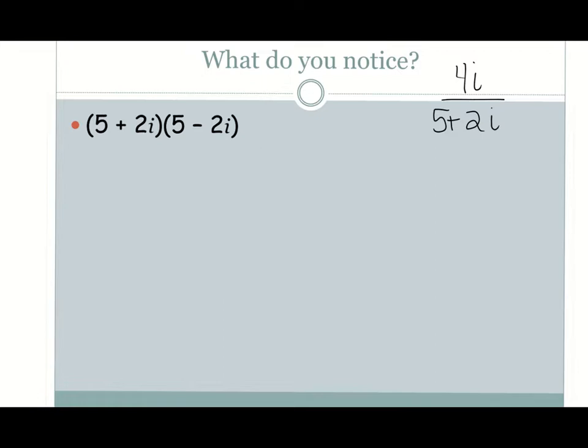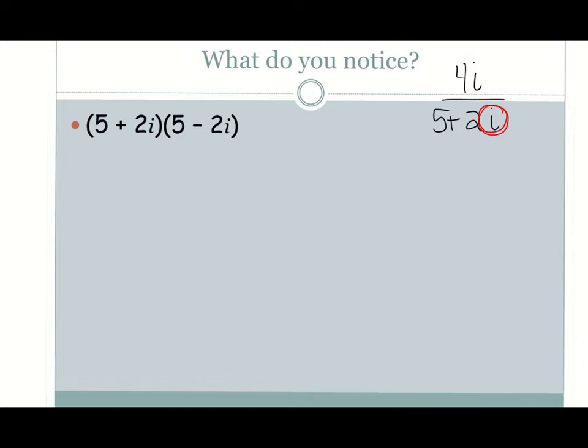We're going to be doing the same thing with complex numbers. So we don't want to have i in the denominator of our fraction here. So we need to get rid of i in the denominator. So how are we going to do this? Well, if we look here, I have 5 plus 2i times 5 minus 2i. So in order to do division, we're going to have to be good at doing multiplication. So what do I notice? Well, I notice I have 5 plus 2i and I have 5 minus 2i. So I have opposites here.